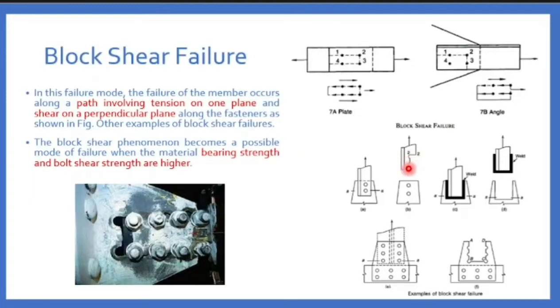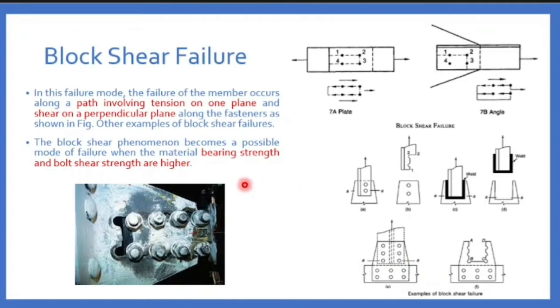The angle section will fail like this. So this is the line of action. So the force acts along this line. So the failure occurs like this. The plane 1, 2, 2, 2. Okay. This is an example for the gusset plate failure. This type of failure is called block failure.